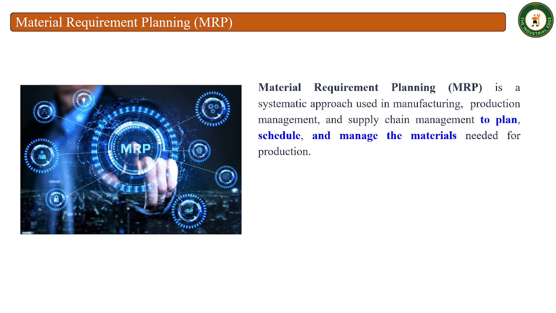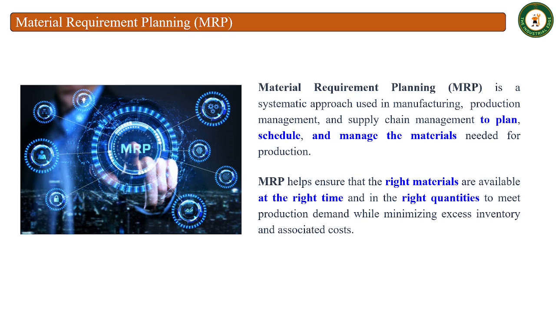Material requirement planning is a systematic approach used in manufacturing, production management, and supply chain management to plan, schedule, and manage the materials needed for production. MRP helps ensure that the right materials are available at the right time and in the right quantities to meet production demand while minimizing excess inventory and associated cost.